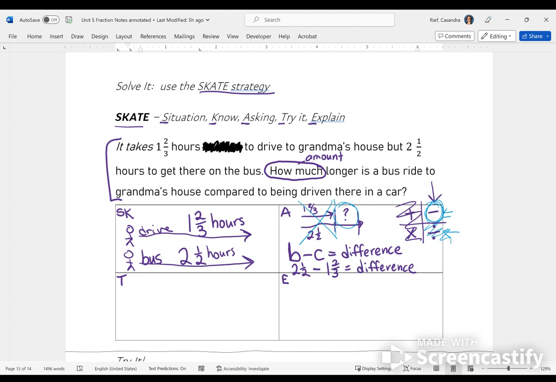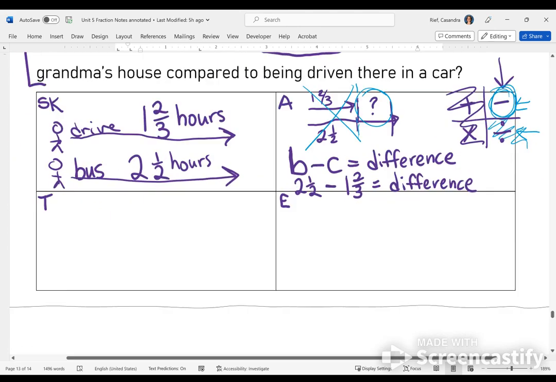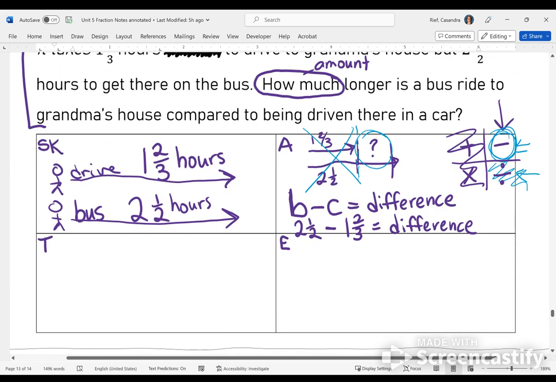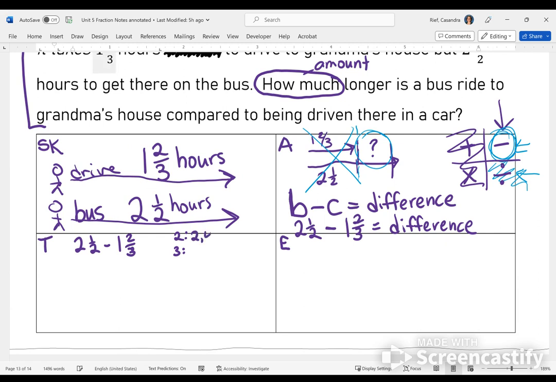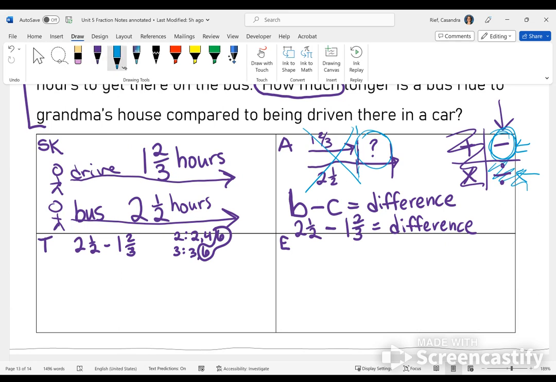All right, I figured out what they're asking. I know how to tackle it. Now it's time to try it. I am trying to solve 2.5 minus 1 2/3. Looking at these, I can see that I'm going to need my LCM for 2 and 3, so I can rewrite these as fractions with common denominators. 2, 4, 6, 3, 6. All right, we have found our common denominator, and I'm going to rewrite these as sixths.